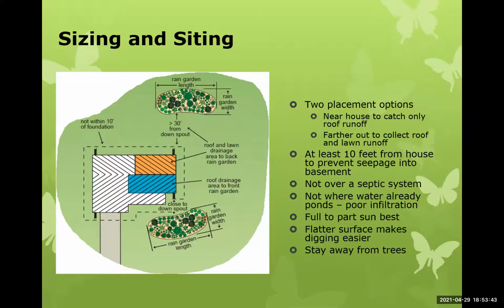You don't want to put it over a septic system, of course. You don't want to put it where water already ponds, because you have poor infiltration, and you're not going to be enhancing infiltration there. So sometimes the strategy is to pull the rain garden up the hill a little bit from where it's ponding and intercept the water before it gets there, and infiltrate it into the ground. Full to part sun is best, and it's not because we can't find wetland plants for a shady area. It's usually because of root systems of trees, making it difficult to dig and potentially harmful to the tree. So that's why you want to stay away from trees.